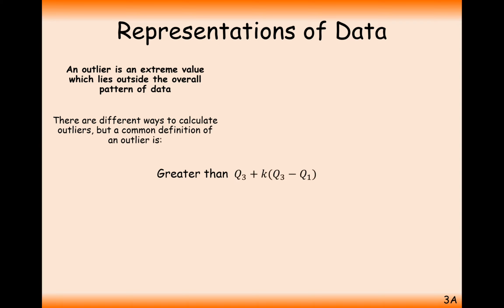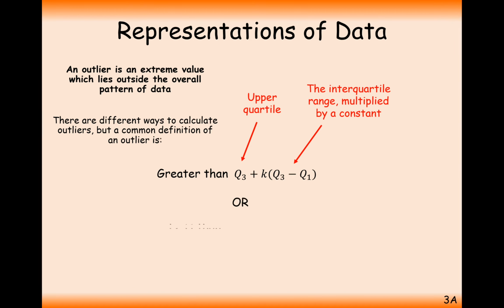So sometimes what they use is the quartiles of a box plot diagram. So it's the upper quartile. If it's an outlier that's too high, it would be the upper quartile plus some constant k times the interquartile range. Or in the opposite way around, for the lower quartile, if the data value is less than the lower quartile take away some constant k times the interquartile range.